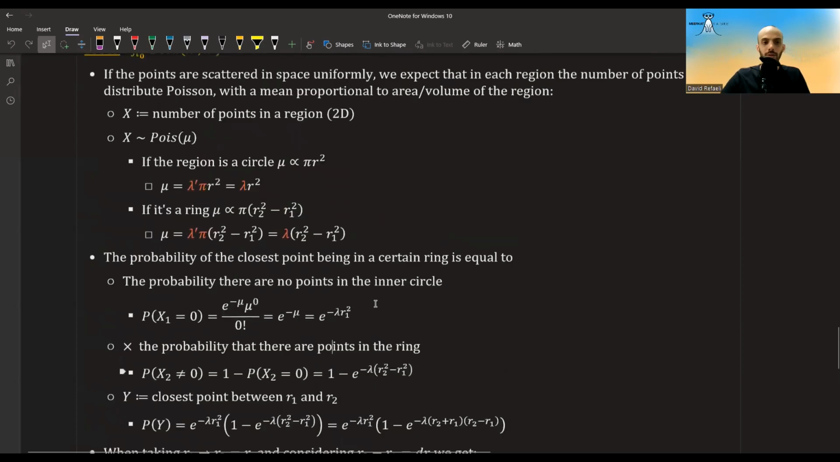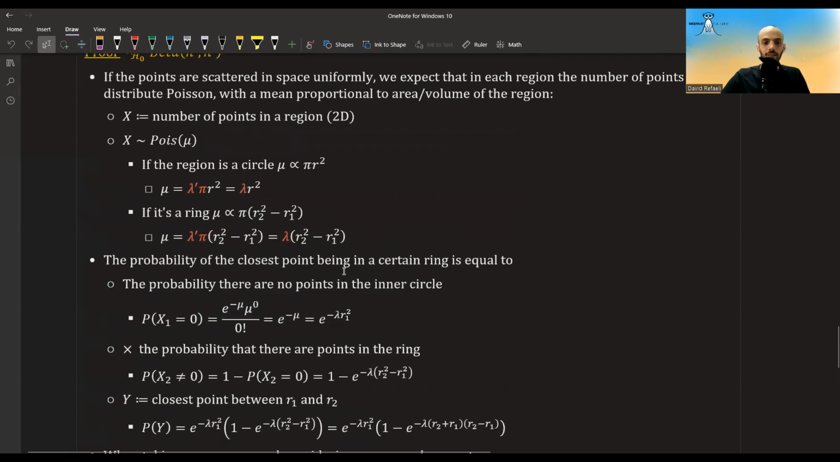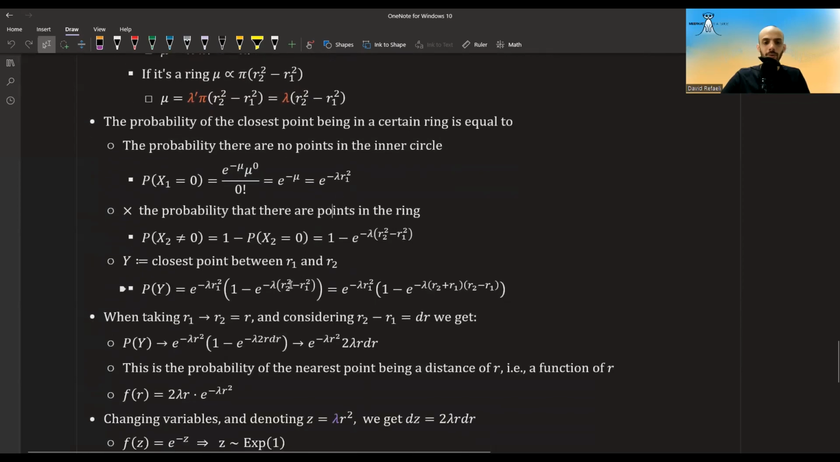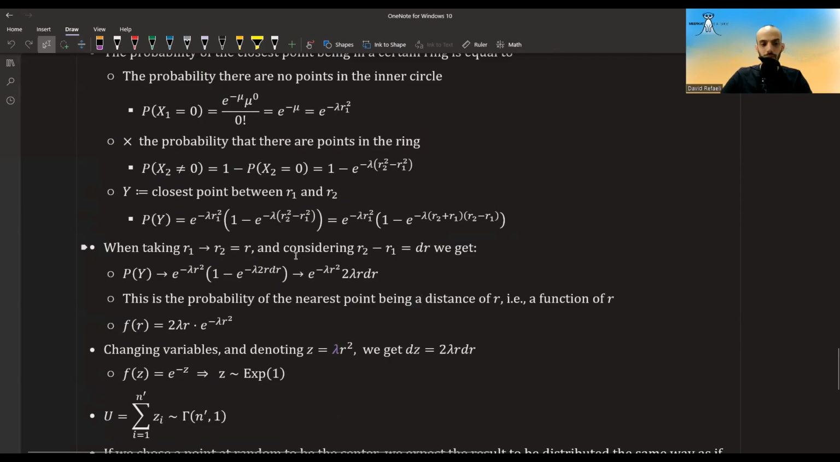And now the probability of the closest point being in a certain ring is equal to the product of this times this. And I rewrote this as this. And now we are going to take R1 to be closer and closer to R2. We will denote them by R. So basically making the ring infinitesimally small. And we will denote by R2 minus R1 the dr, the difference in the radius. And if we do this, we get this expression over here.